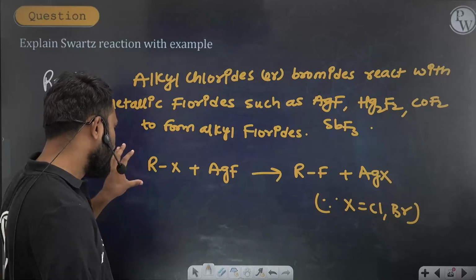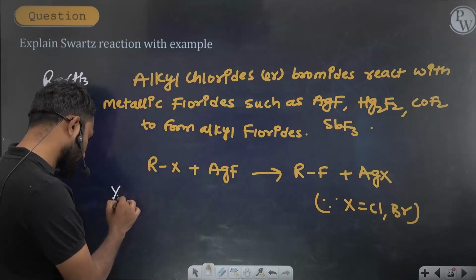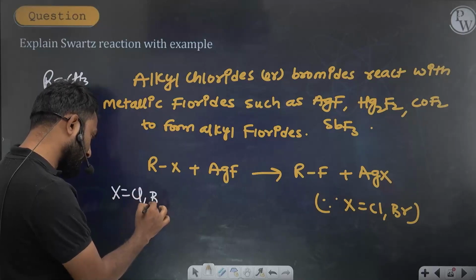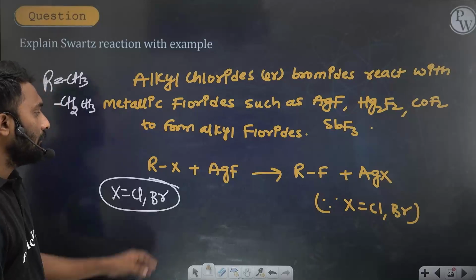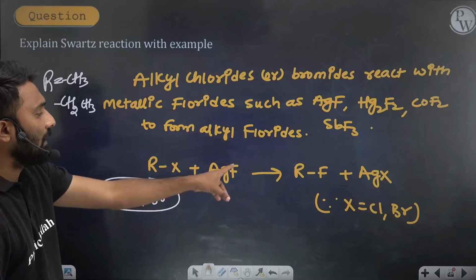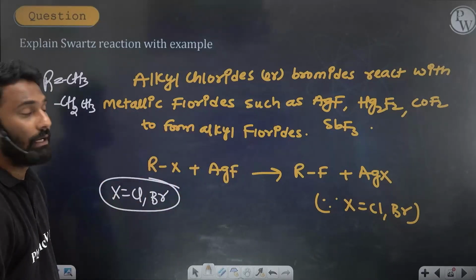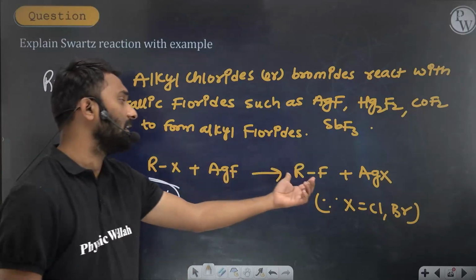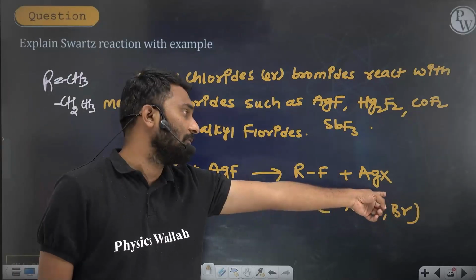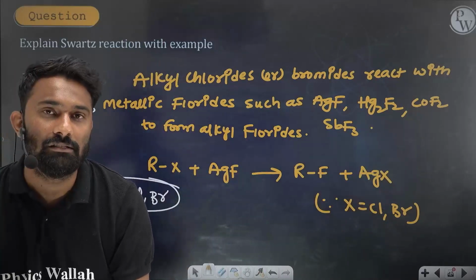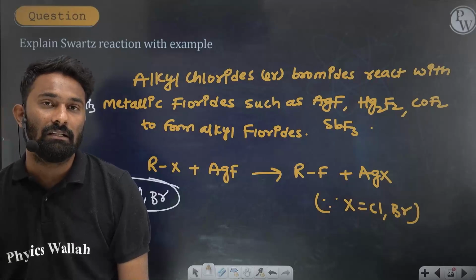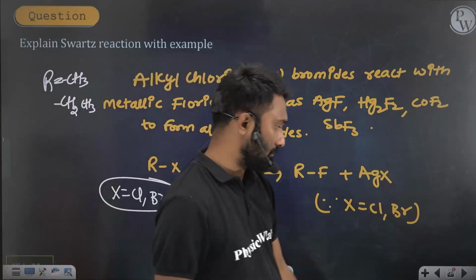Now the alkyl halide RX, either it may be Cl or it may be Br, with AgF, the metal fluoride. With the metal fluoride, what are we getting? The alkyl fluoride, and we are getting AgX. This is known as the Swarts reaction. Clear? Next.